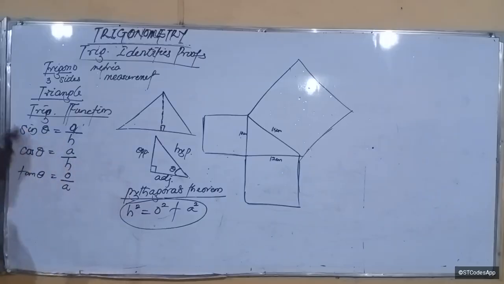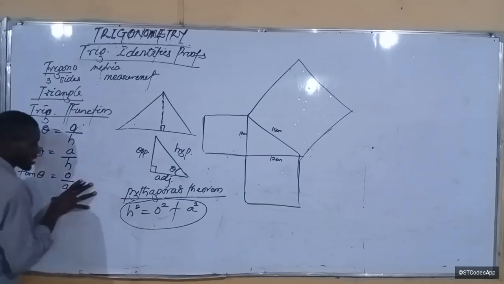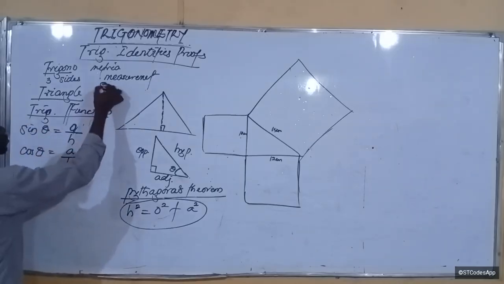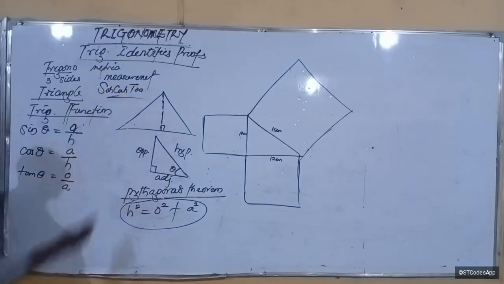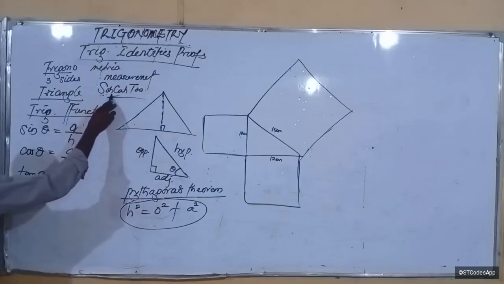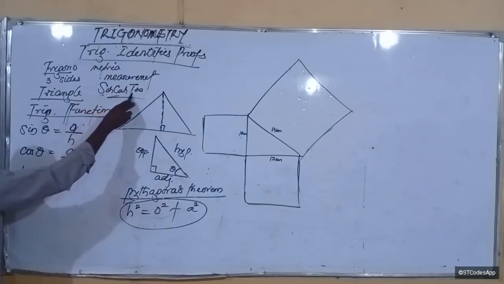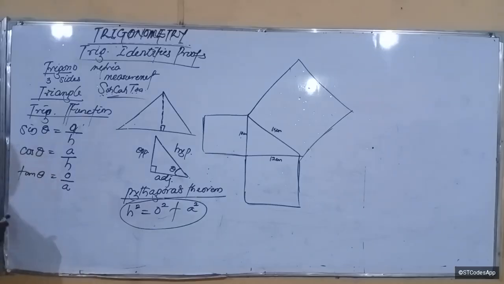Now, these are the functions that hold true that we know. These are the fundamental ones rather. So we use the mnemonic SOH CAH TOA to remember. Is that clear? So, sine theta equals opposite over hypotenuse, cos theta equals adjacent over hypotenuse, tan theta equals opposite over adjacent. Alright.